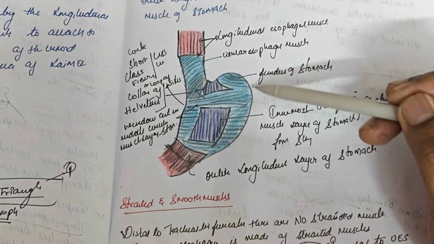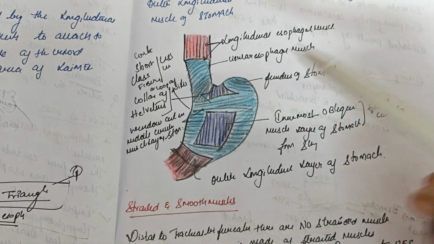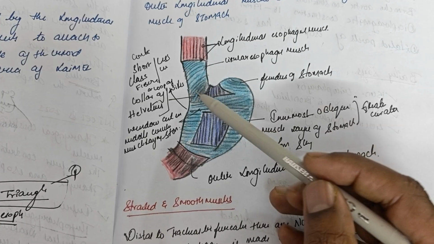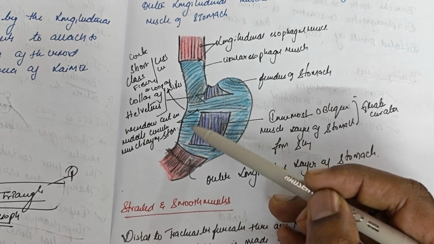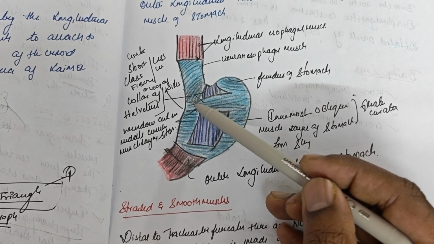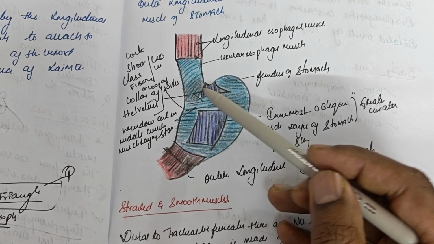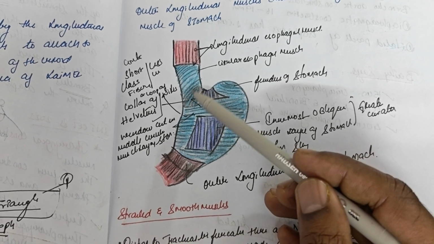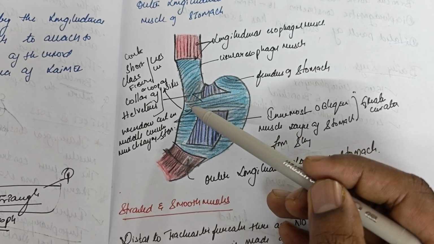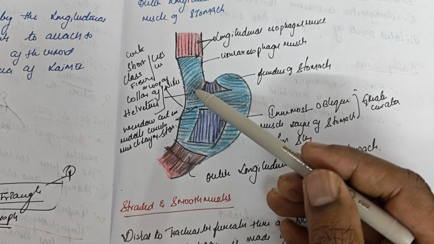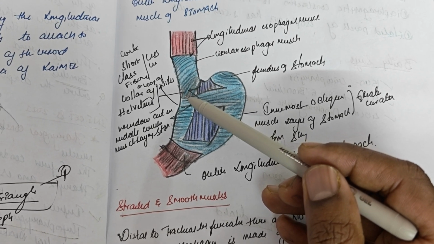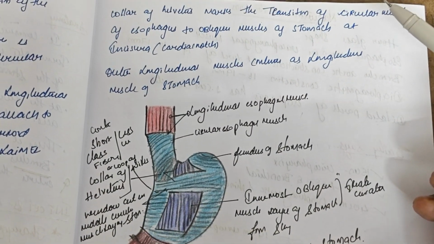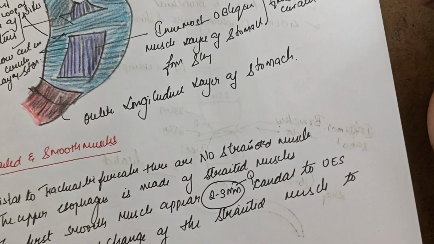See, this is the greater curvature and this is the lesser curvature. If you observe these circular muscles, they become the middle circular muscles. So these are the circular muscles. At the lesser curvature, they loop and continue as the middle circular muscles. Now, what happens next? The next important aspect is the collar of Helvetius.